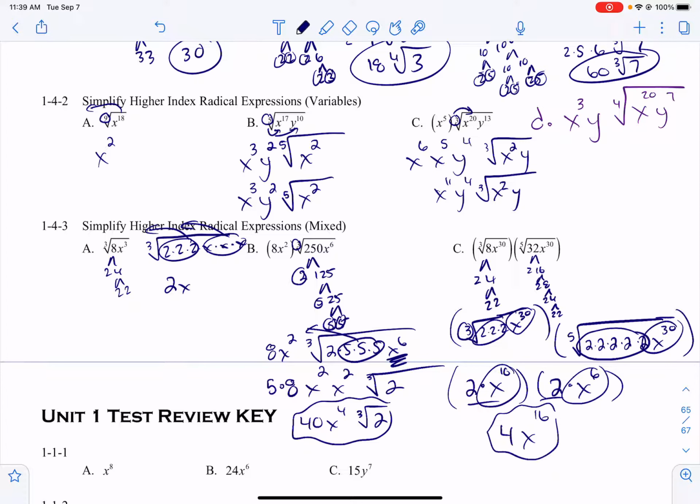That's a good question. I like that one. Probably a good one to practice for the test. Make sure you understand how to do that.